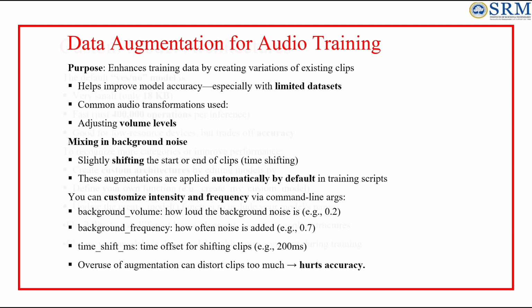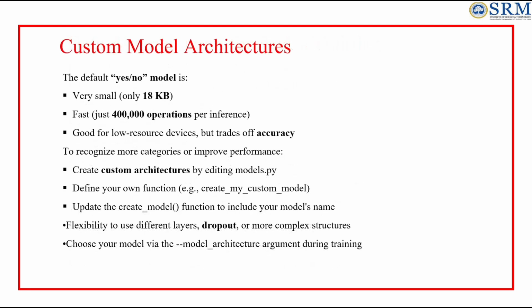Now, let's see the custom architecture. The default Wake-Word model provided in TensorFlow Lite is designed to be extremely lightweight. It's only about 18 kilobytes in size and requires around 4 lakh operations per inference. This makes it ideal for low power microcontrollers, though it trades some accuracy for speed and efficiency. If you need to recognize more categories or improve performance, you can design a custom architecture.